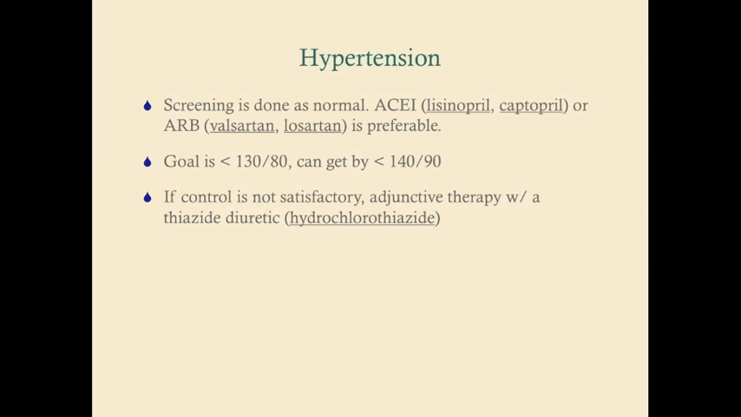If control is not satisfactory, as I mentioned, adjunctive therapy should be used, but a thiazide diuretic has been shown in some of the literature to be the best first drug to go to for adjunctive therapy. But the best first drug for treating hypertension is an ACE inhibitor or an angiotensin receptor blocker. And so I guess what I'm saying is the best second drug to add on to the ACE inhibitor or angiotensin receptor blocker is a thiazide diuretic.